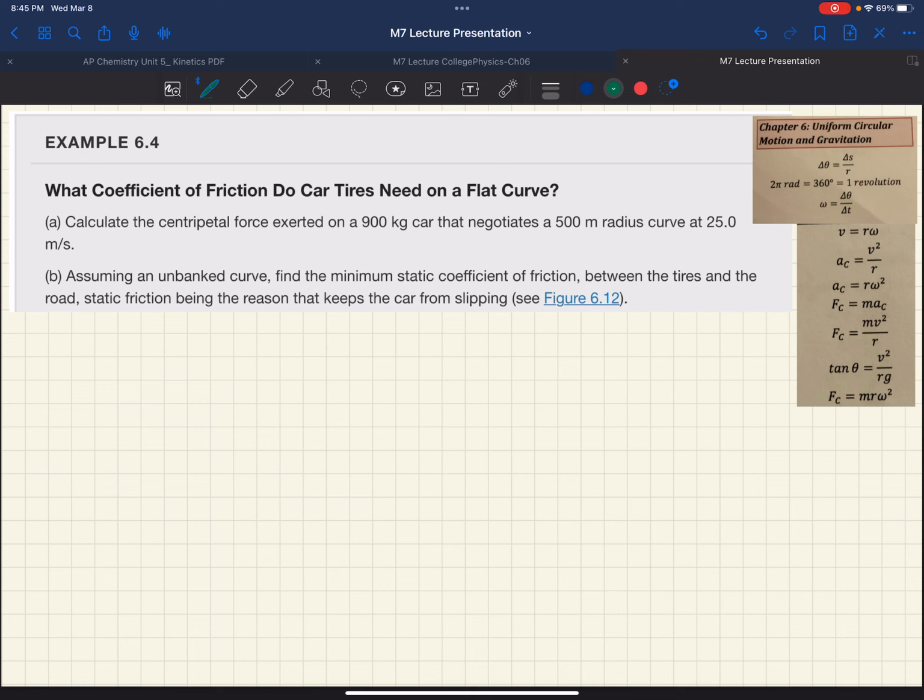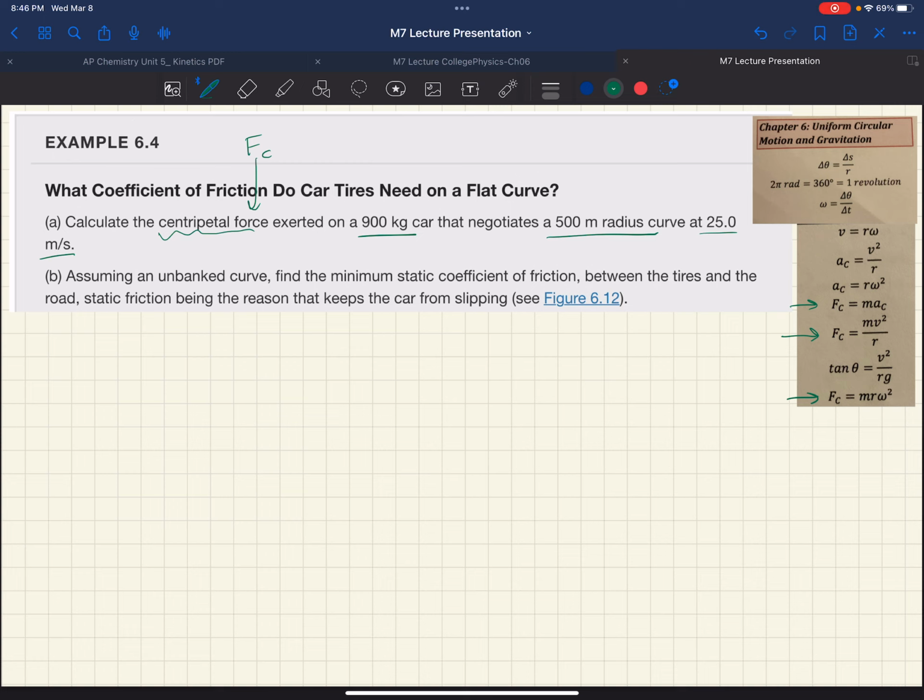Okay, they gave us a lot of information in part A. We have a mass, we have the radius of the curve, and we know how quickly the car is moving. Well, if we look over here again at our equations, it says we're looking for centripetal force, and you might have already guessed this, but that's going to be F with a subscript of C. So we have these 2 options right now. Oh, we have a third option. We have 3 options.